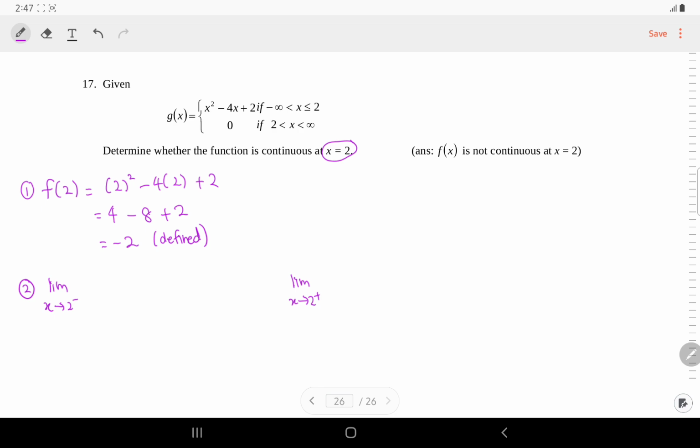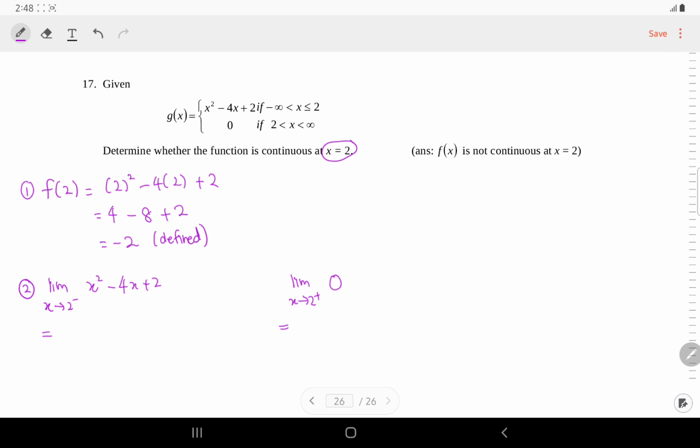So this time, which function do we need to use? For the left limit, we need to use the function that lies on the left side of number 2, which is this function, x square minus 4x plus 2. And for the right limit, we need to use the function on the right side of number 2, which means more than 2. So the function is 0. So we need to find the value of each of these.